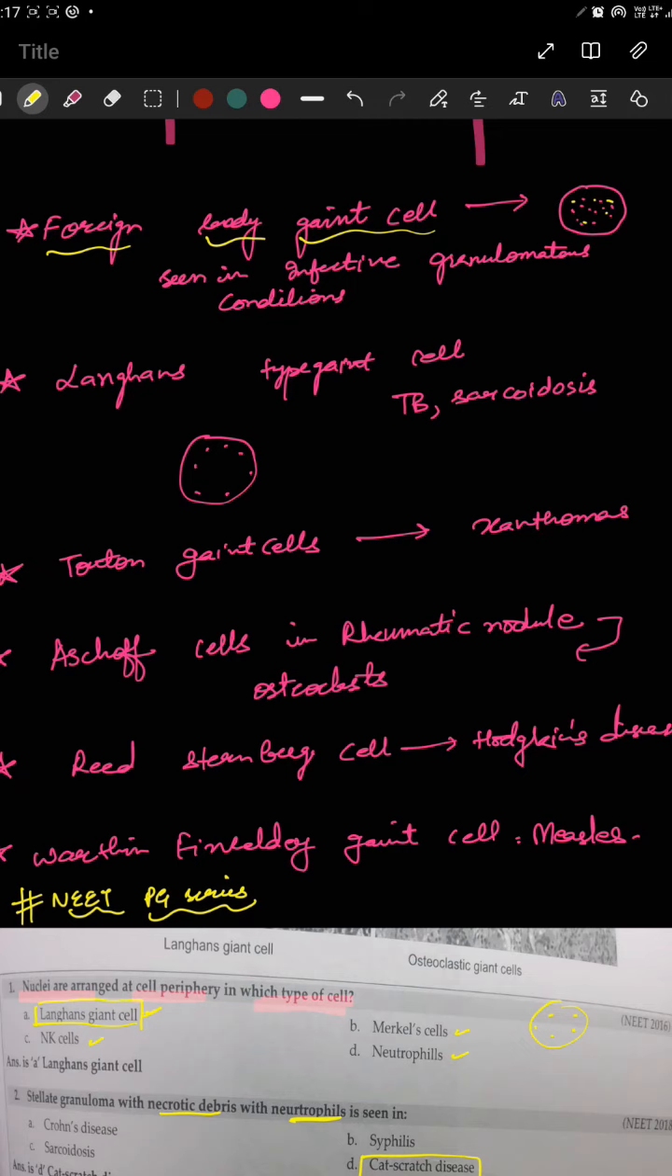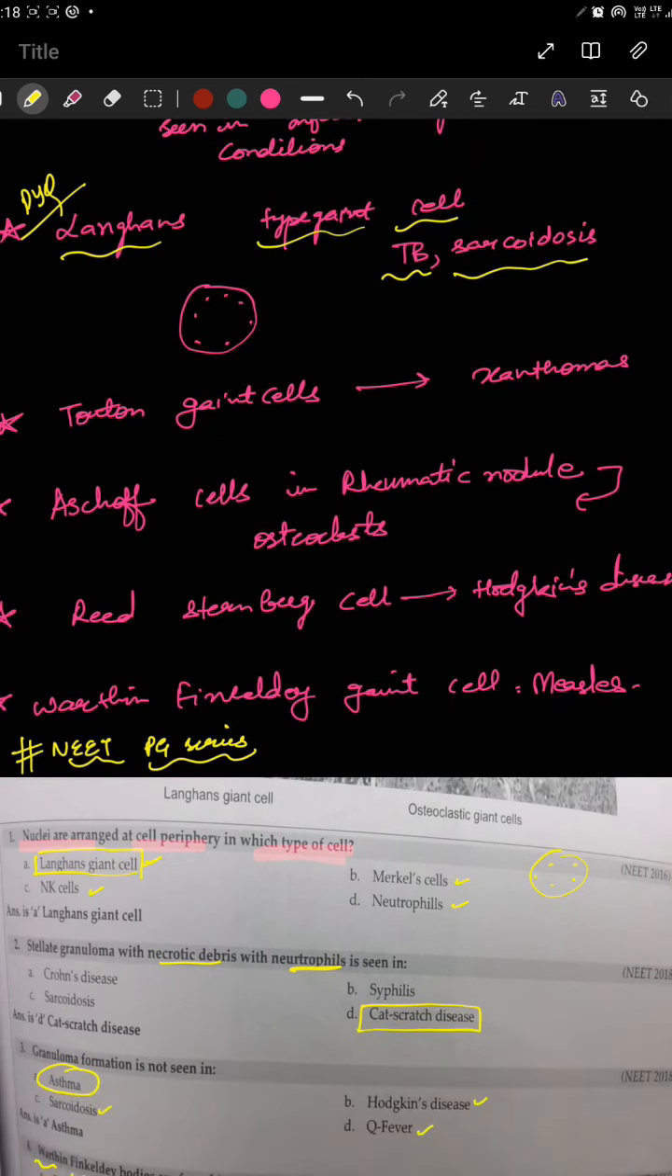Brucellosis you can take. Next we have the Langhans type giant cells. We'll see that it was a PYQ question. Now in this, the nuclei are present at the periphery, right? So the nuclei are arranged at the periphery, and again it is going to be seen in infective granulomatous conditions like tuberculosis and sarcoidosis.